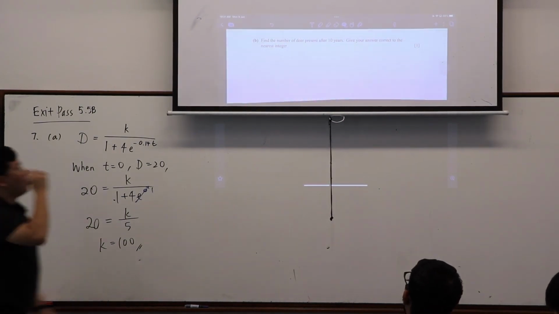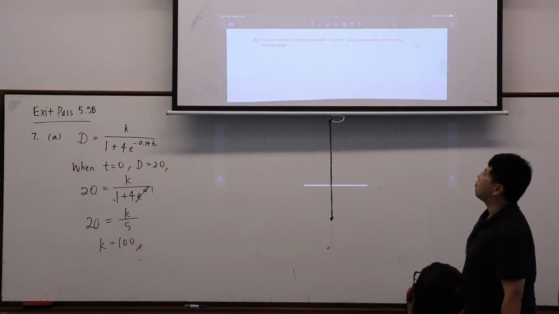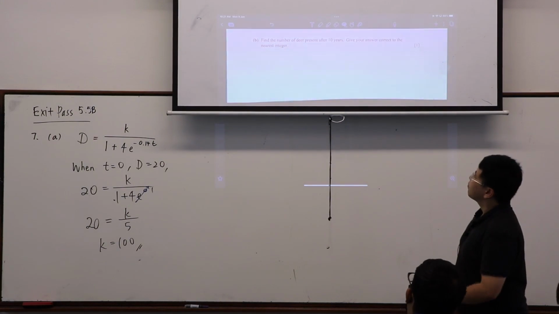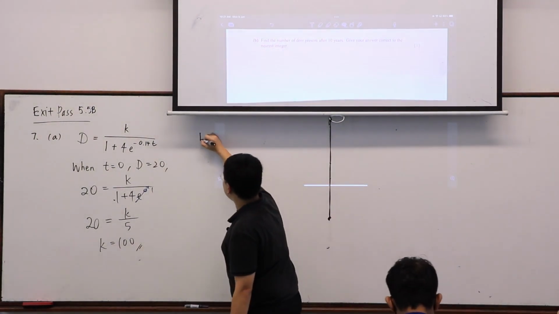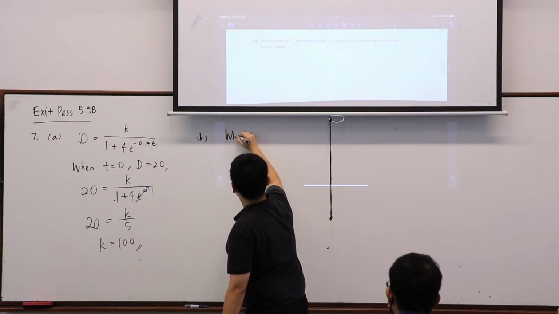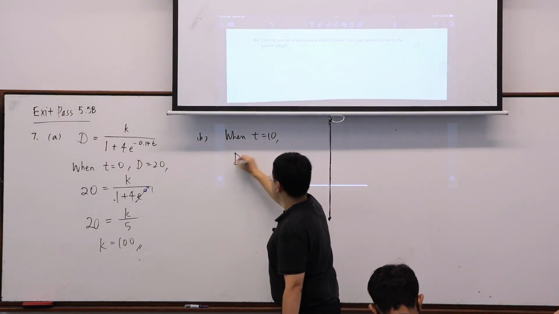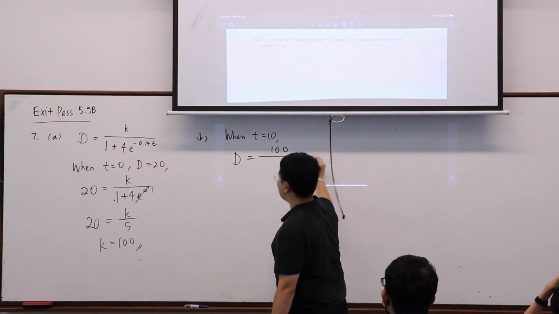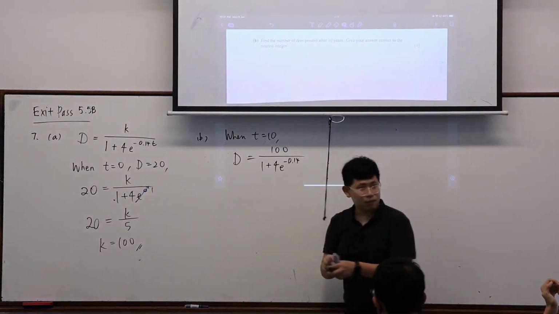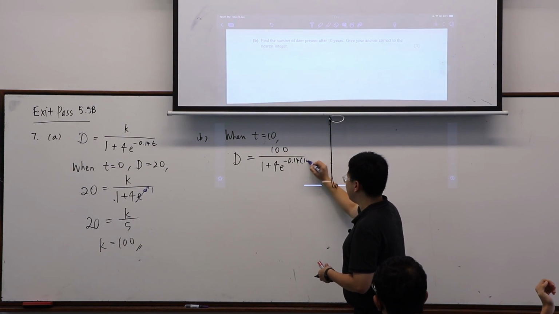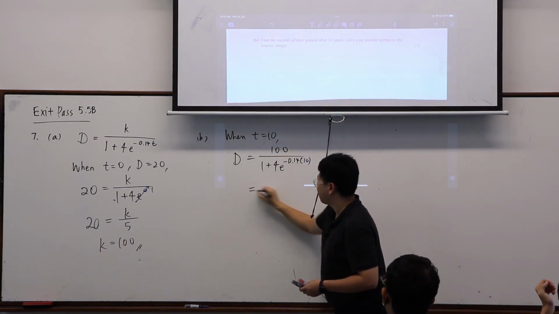Part B. Find the number of deer present after 10 years. Give your answer correct to the nearest integer. After knowing the value of K, we can find it. When t equals 10, after 10 years, D equals 100 over 1 plus 4e to the power of negative 0.14 times 10. You can put the 10 over here. Someone with a calculator can help.